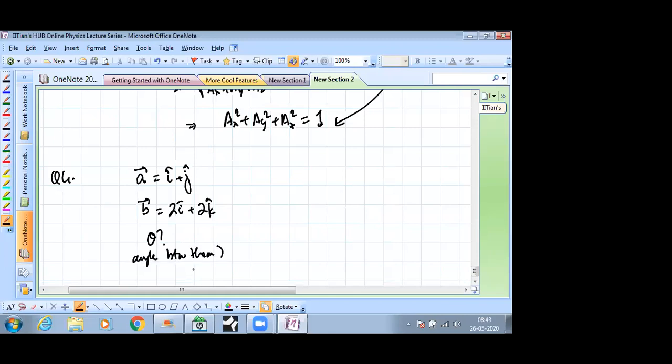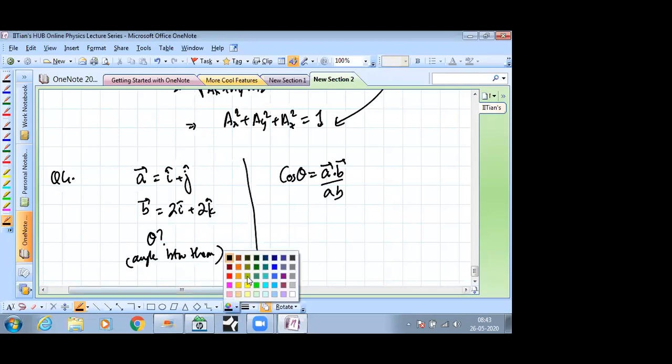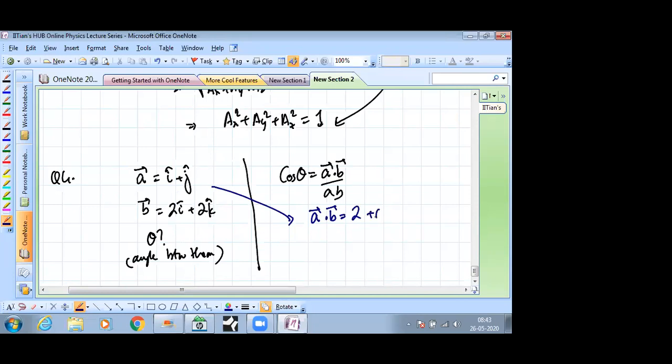So this is a very standard example of the application of the dot product. Here we'll use the formula that cos theta is equal to A dot B divided by magnitude of A times magnitude of B. So now from these two vectors, what should be our A dot B? It should be the product of x components, that is 2, plus the product of y components, that is 0, plus the product of z components, so it should be 2. Okay. Ax bx plus ay by plus az bz. You can see that ax into bx is 1 into 2, ay into by is 1 into 0, and az into bz is 0 into 2.